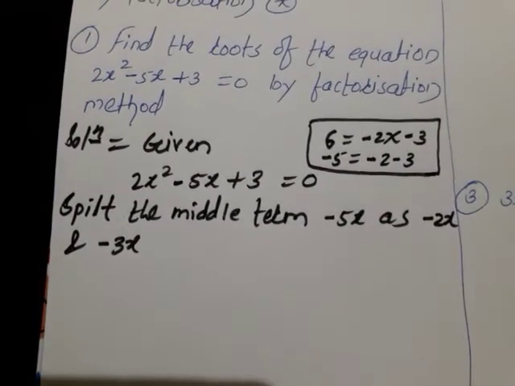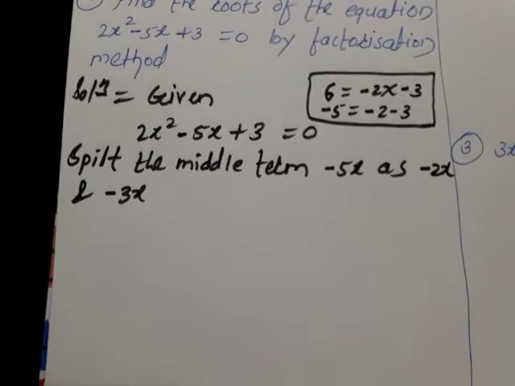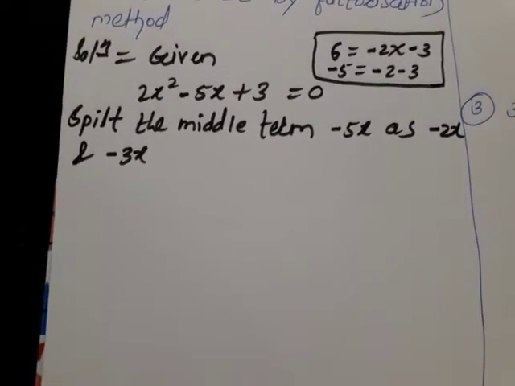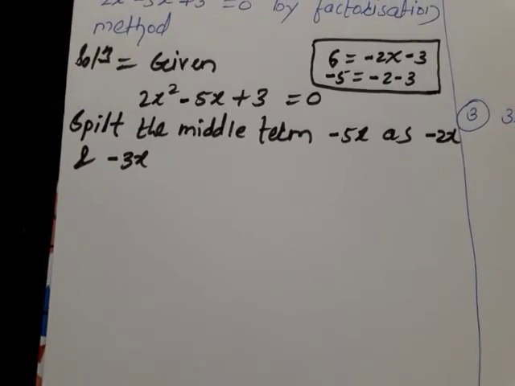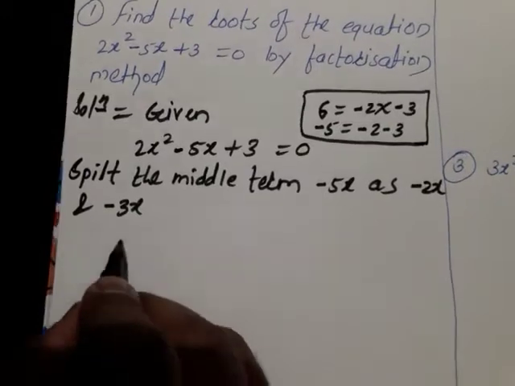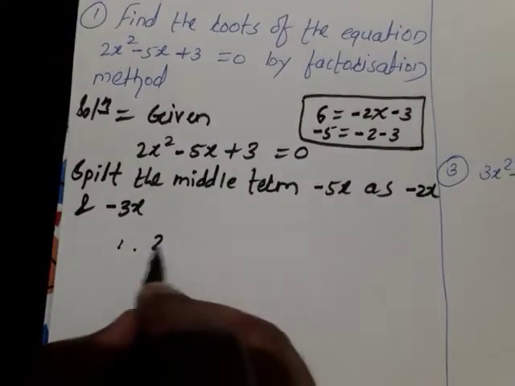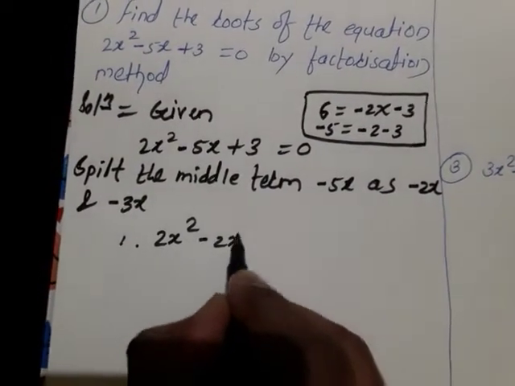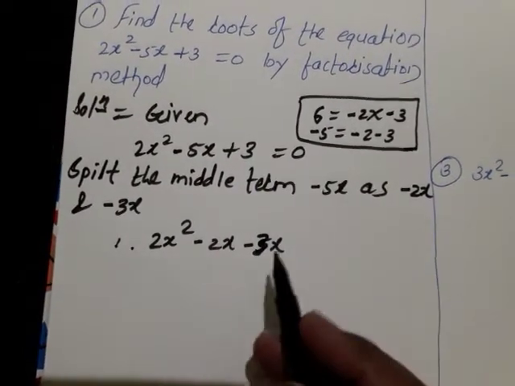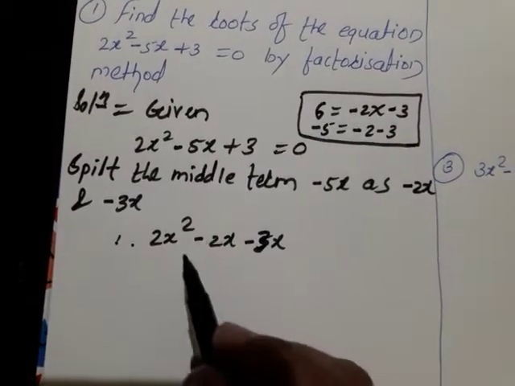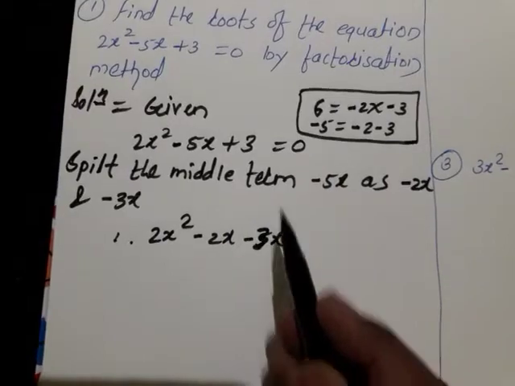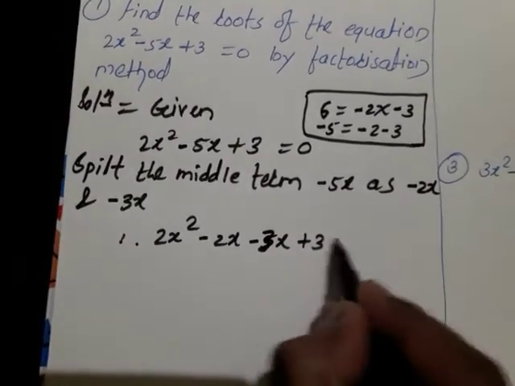Are you getting it? That's why I have written here: split the middle term minus 5x as minus 2x and minus 3x. Now we will put this minus 2x and minus 3x in the place of minus 5x. What will we get? See, therefore we will put in this equation 2x square minus 2x minus 3x. Remember what I did? 2x square is copied as it is, then minus 5x. Instead of minus 5x, I have written minus 2x and minus 3x, plus 3 is equal to 0.